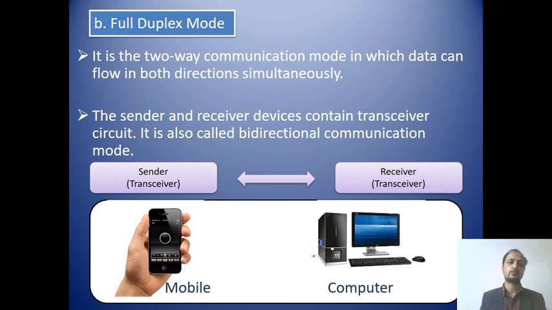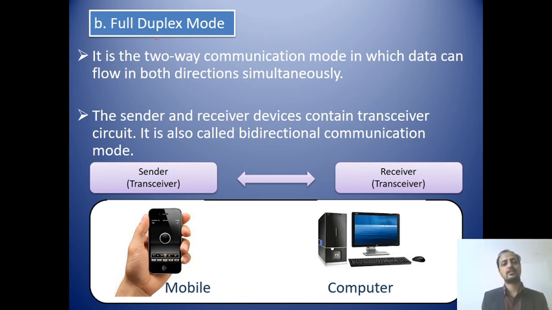The second duplex mode is full duplex mode. It is the two-way communication mode in which data can flow in both directions simultaneously. It is also duplex, but what is the difference between half duplex and full duplex? Full duplex offers simultaneous data transmission. So the sender and receiver can behave at the same time. One can send as well as receive, behaving as transmitter as well as receiver at the same time.